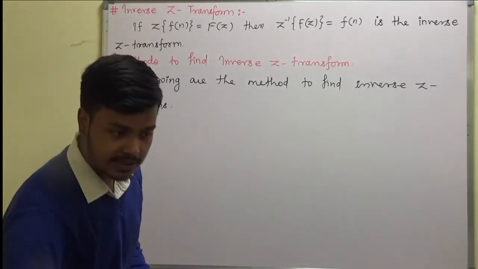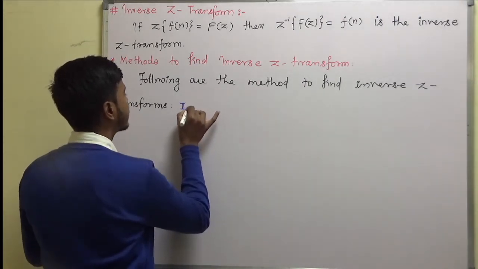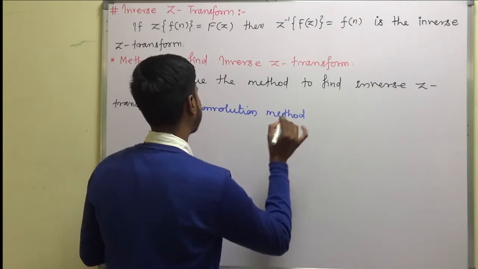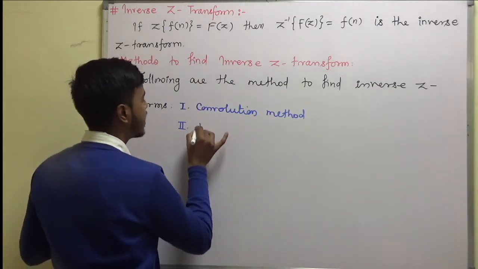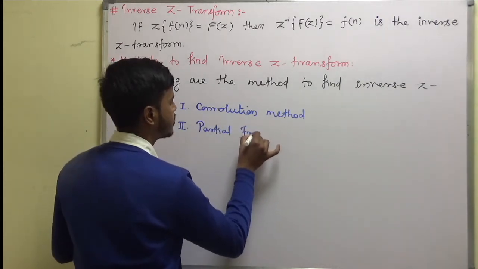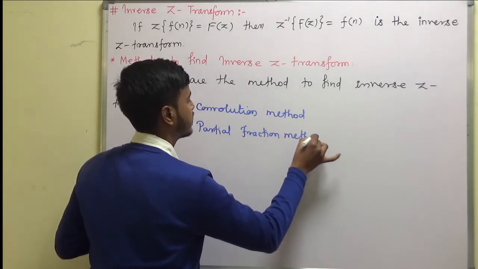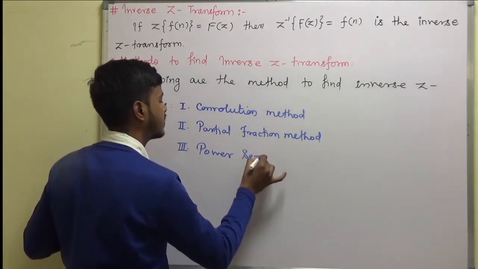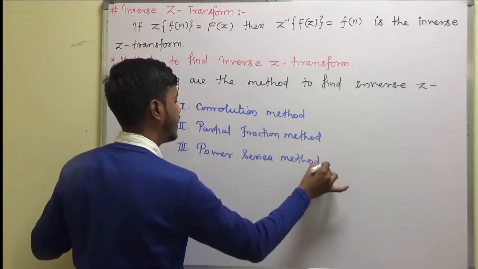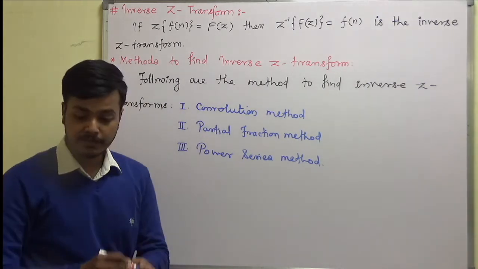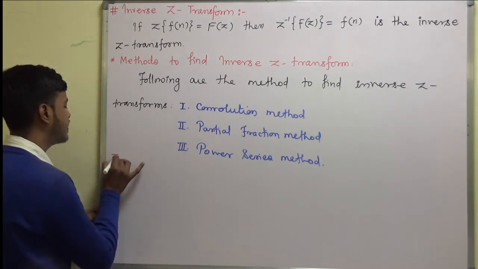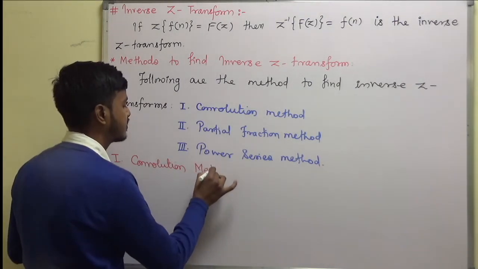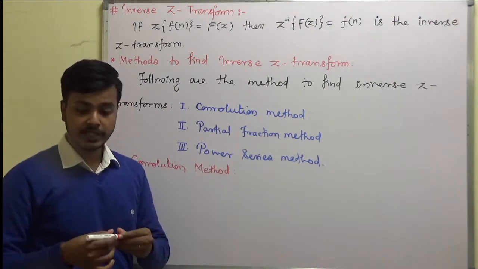These are the three different methods that we had: the convolution method, the second one was the partial fraction method, and the third one was the power series method. As you know, we are going to start with the very first method, that is the convolution method. So let us give the heading, convolution method. What is this convolution method? For this we'll see what the convolution theorem is.